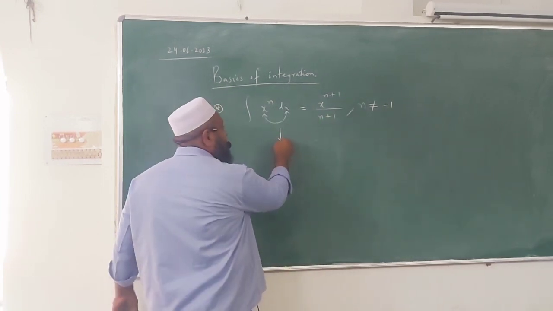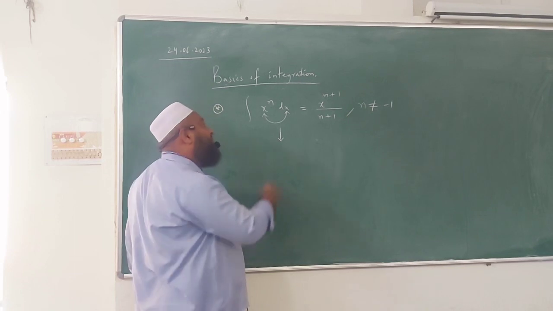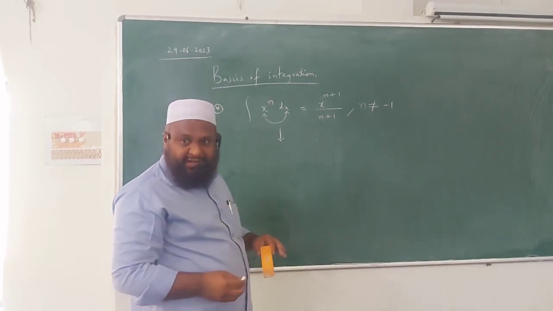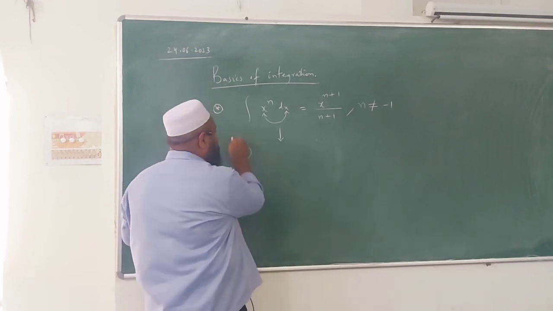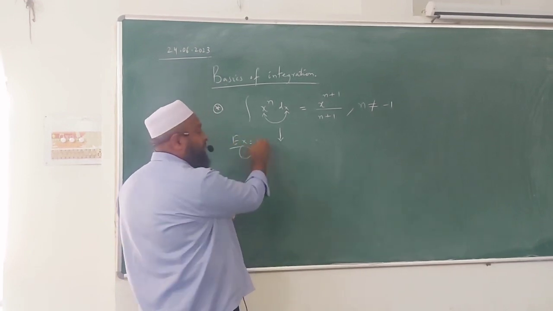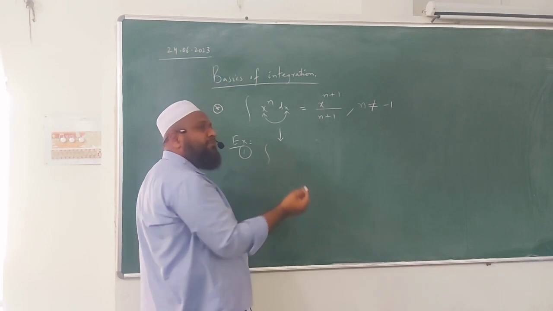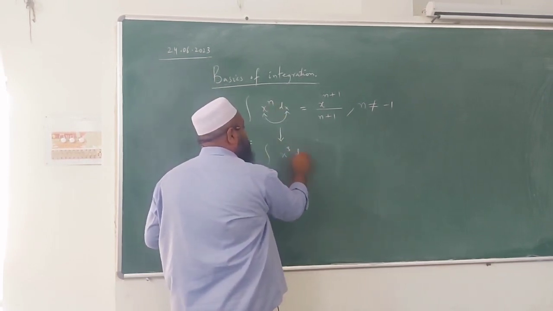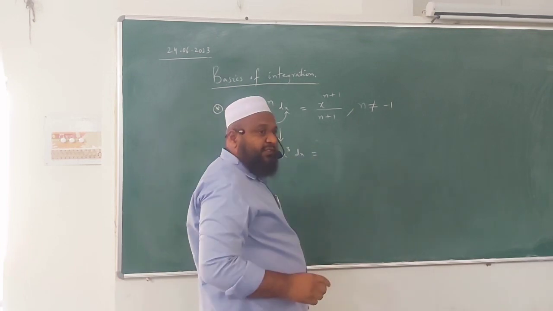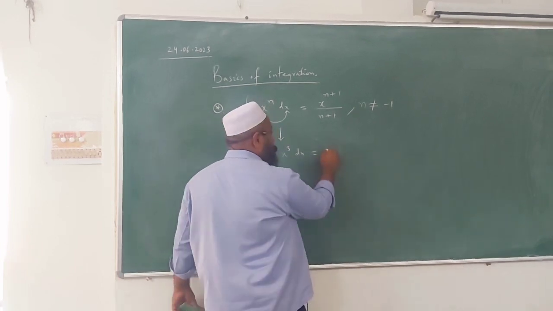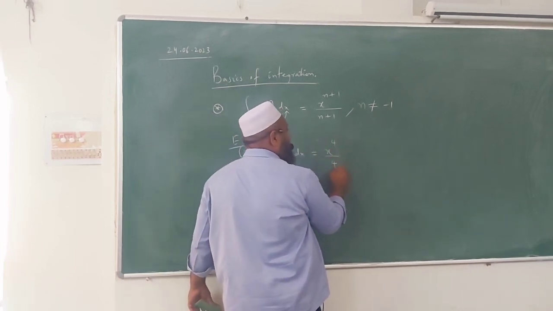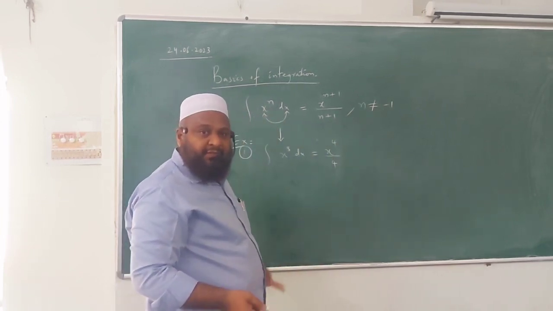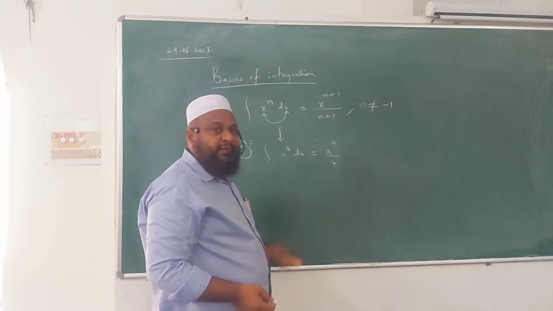Now we will check this formula, or we will calculate integrals with different values of n. I am writing examples now. One example: take x cube dx, suppose. The value of this is x to the power of 4 by 4. How did I get this 4? 3 plus 1 by 3 plus 1. So x to the power of 4 by 4.